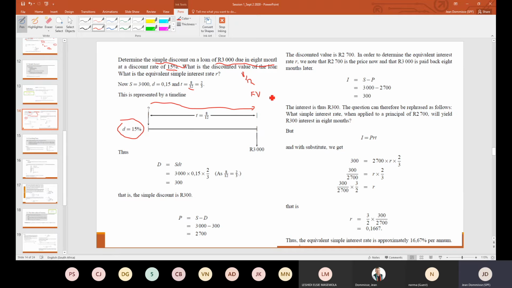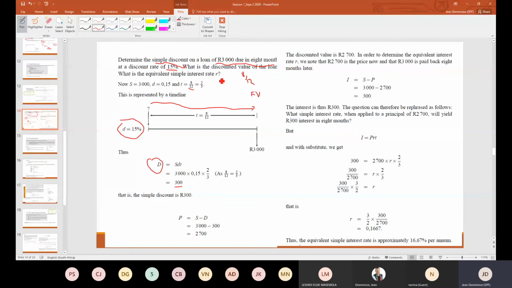Okay, so we've got the future value, we've got your discount rate, we've got the time. So out of that, we can work out what your discount amount is. So your discount amount then is the 3,000 times 0.15, the discount rate, times the 8 divided by 12, and you will get the 300 Rand. So then your simple discount is the 300 Rand.